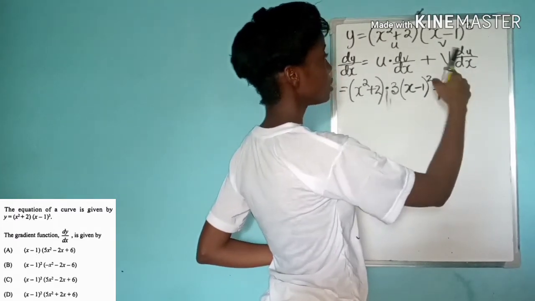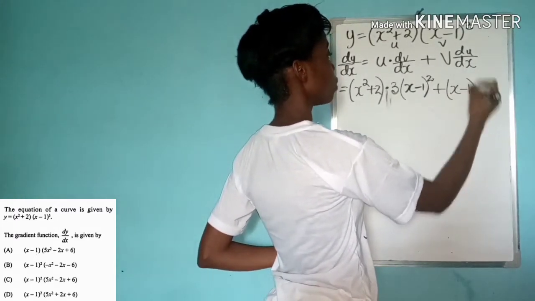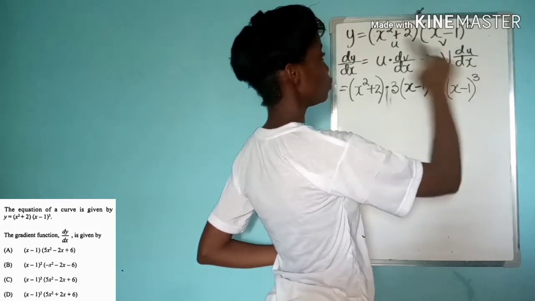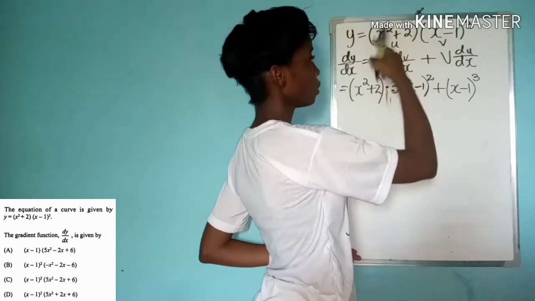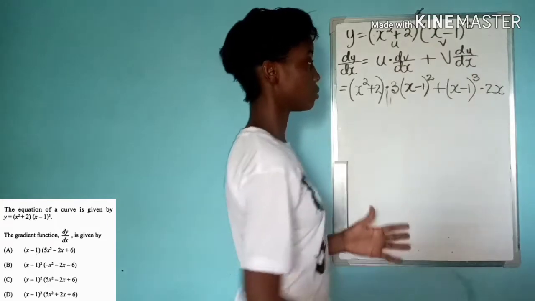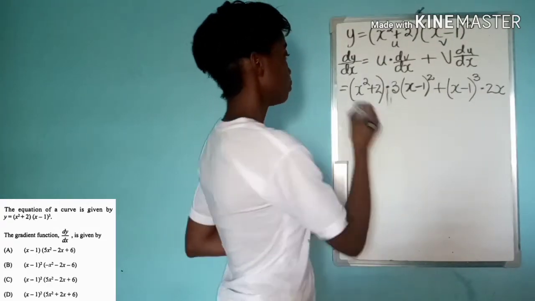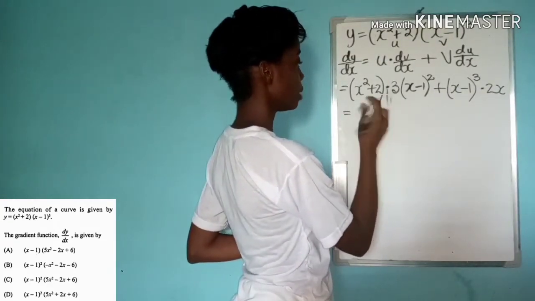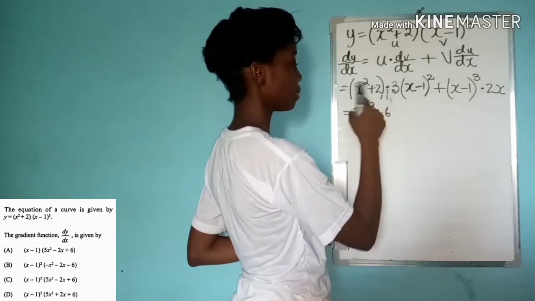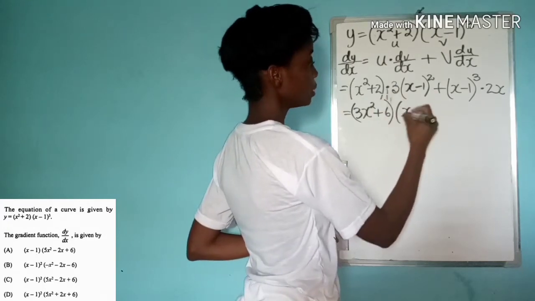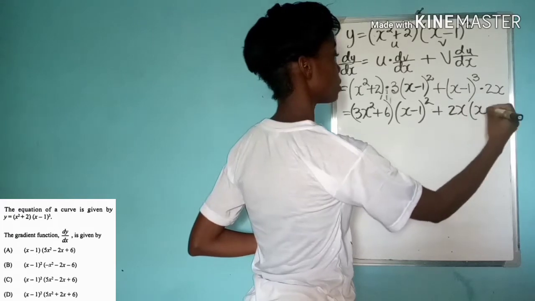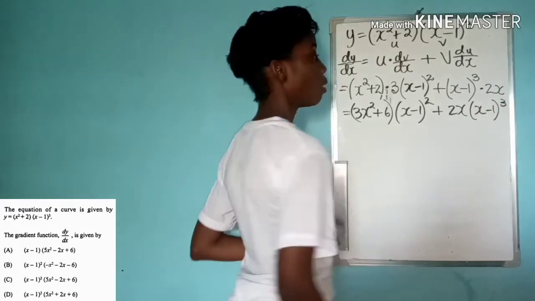So here we go. Plus, what is v? (x minus 1) all cubed times the derivative of u, which is going to be 2 times x. Derivative of 2 is 0, as we know. All right, here we go. Now we can simplify this a bit. This is the same as (3x squared plus 6), multiplying 3 by this bracket, times (x minus 1) all squared plus 2x times (x minus 1) all cubed.